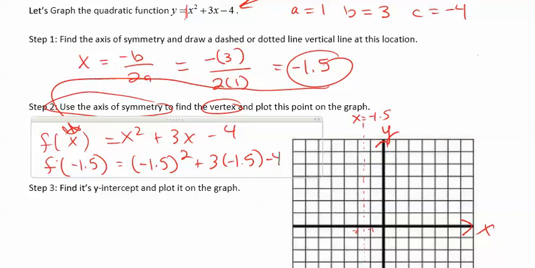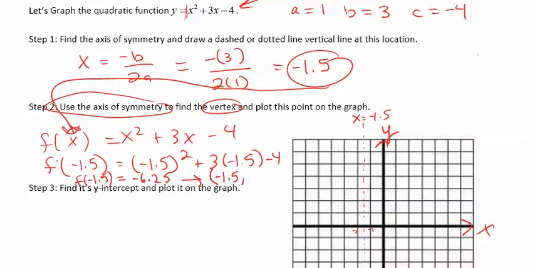Okay, so you should have gotten that f of negative 1.5 is equal to negative 6.25. So that would create a vertex that has the point negative 1.5, comma, negative 6.25. Remember that the vertex is a point. So if you just give the axis of symmetry, you haven't given the vertex. So let's find out where that point is on the graph.